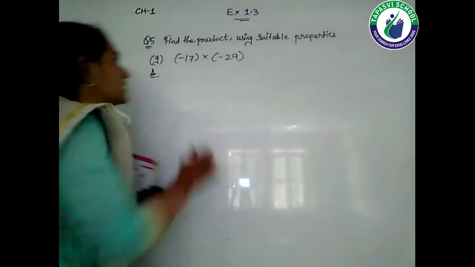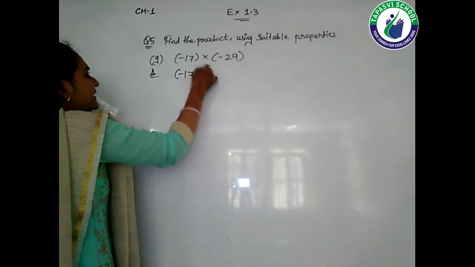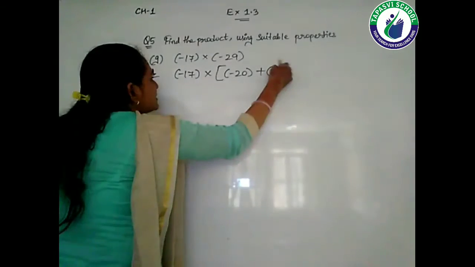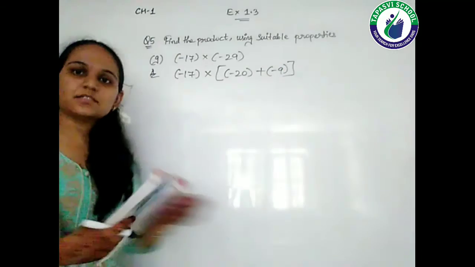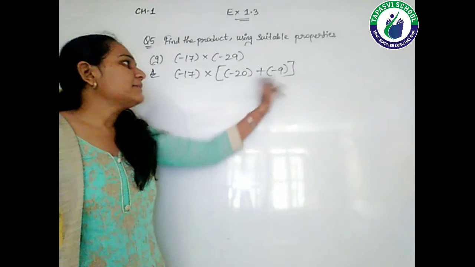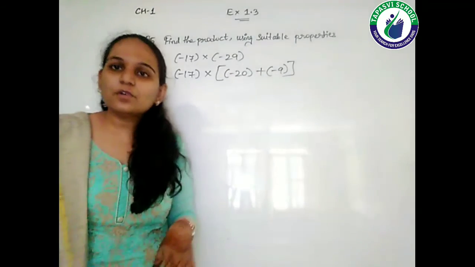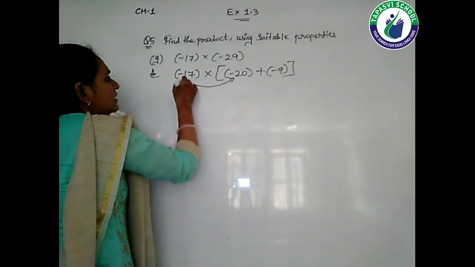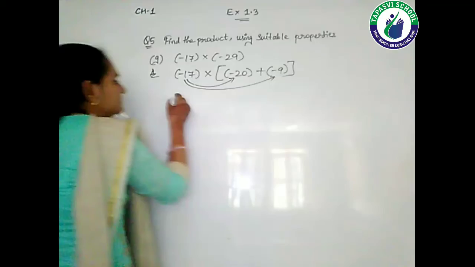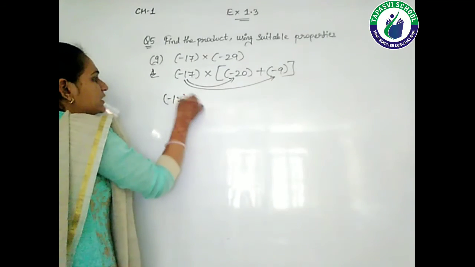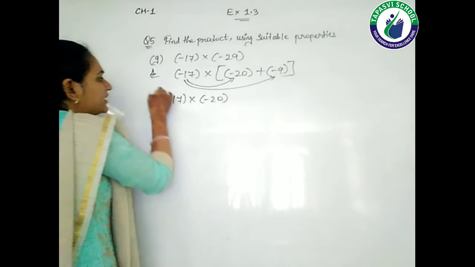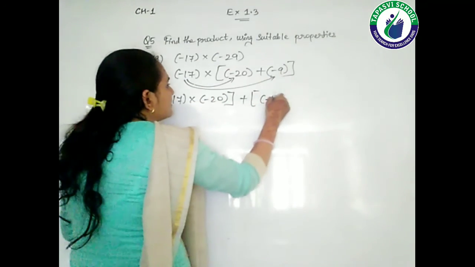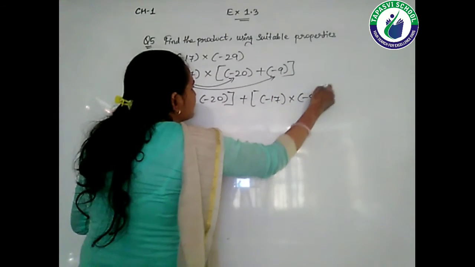Let's see here. Can I write minus 29 as a sum of minus 20 and minus 9, students? Can we write it like this? If you add minus 20 and minus 9, you get minus 29 only, right? So what can we do now? We can multiply 17 with the 20 and then 17 with the 9. So minus 17, don't forget the sign, students, very important. Now minus 17 with the minus 9.